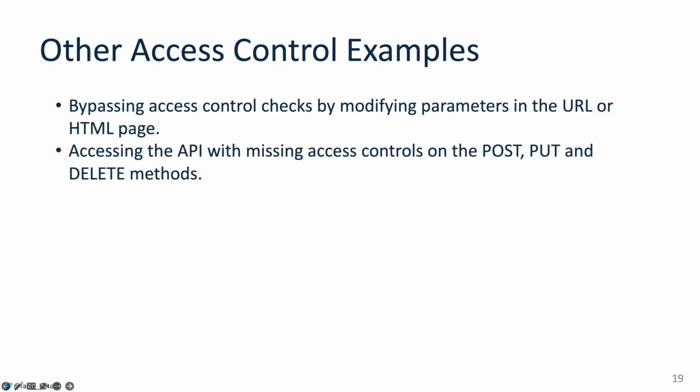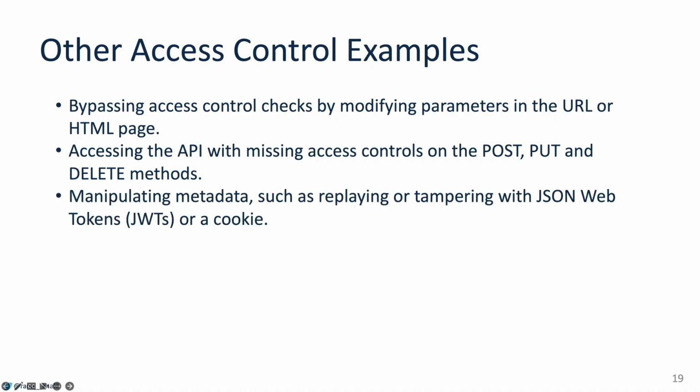Another example is accessing the API with missing access controls on the POST, PUT, and DELETE methods. That's where you implement access control on one method, but forget to implement it on another method. Again, that's something that we'll see in the lab videos. Third is manipulating metadata, such as replaying or tampering with JSON web tokens or a cookie. We'll see the cookie example in one of the labs. As for manipulating JSON web tokens, there's a whole module in the Web Security Academy that covers that, and hopefully we'll cover that in future videos.